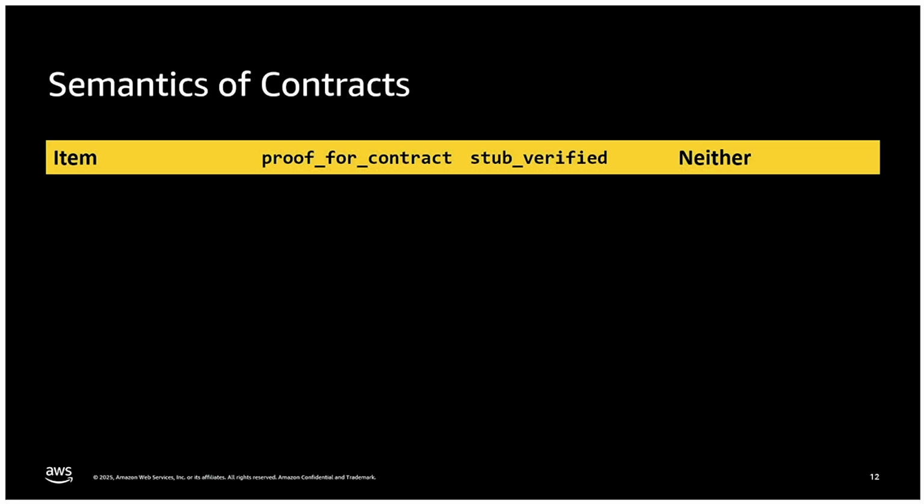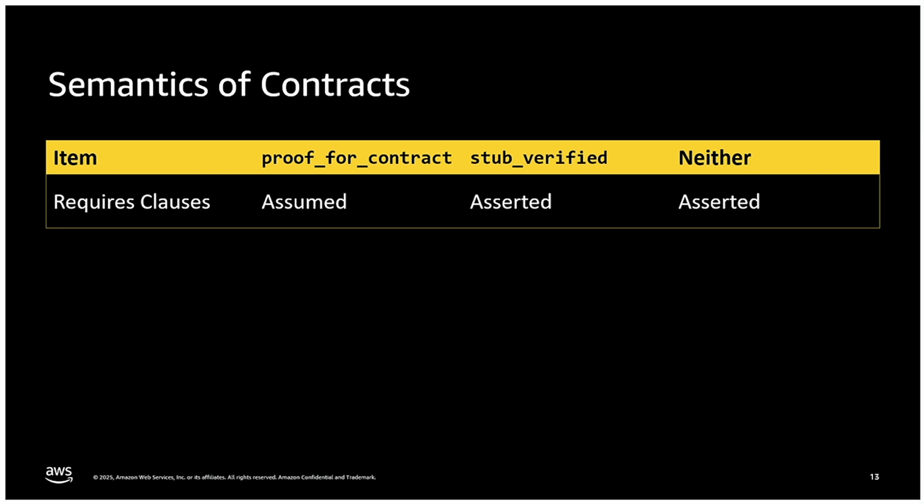Okay, so in terms of the semantics of contracts, the semantics of the preconditions and postconditions and modifies clauses depend on the context they're in. So let's assume we have a function foo that is annotated with a contract. Each of those annotations is going to behave differently depending on whether this function foo is specified in a proof for contract harness, or in a stub verified harness, or neither of those. More specifically, requires clauses are assumed in a proof for contract context.